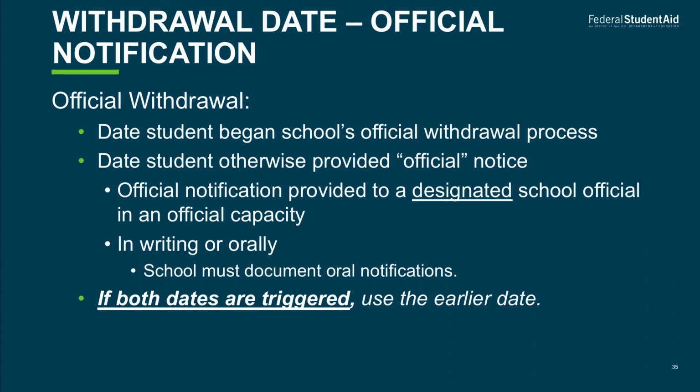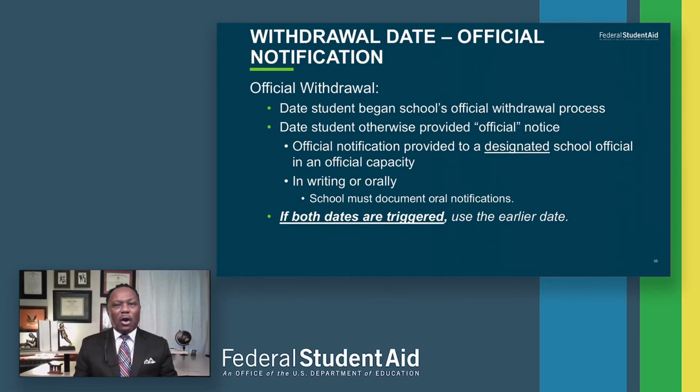Withdrawal dates and official notification. For schools that are not required to take attendance, there are different ways to determine the withdrawal date depending upon the circumstances. Here we discuss what is called an official withdrawal. An official withdrawal will occur when a student goes through the school's official withdrawal process. The withdrawal date is when the student began the official withdrawal process. Please pay special attention to this distinction, as the student may indicate on a form when he or she will withdraw. But for Title IV purposes, we require that you use the date the student began the withdrawal process.